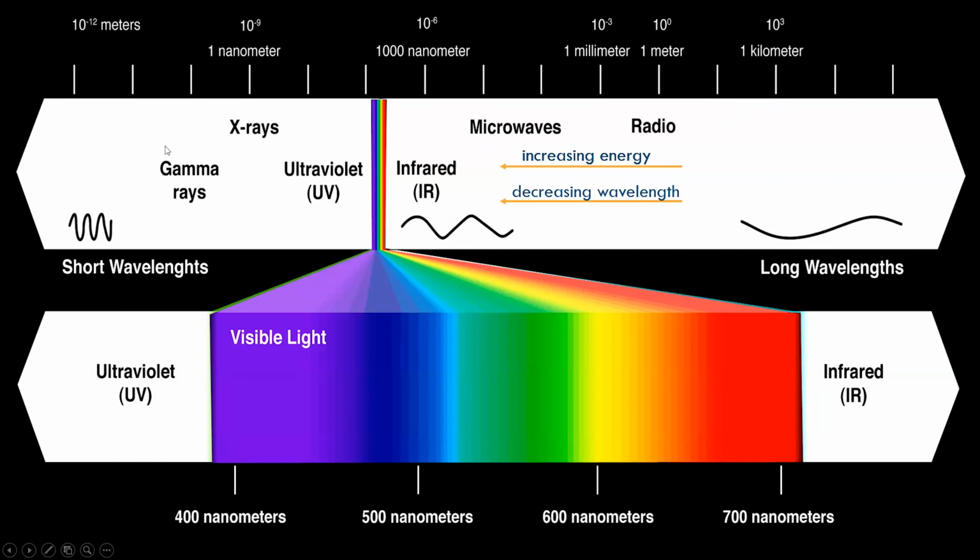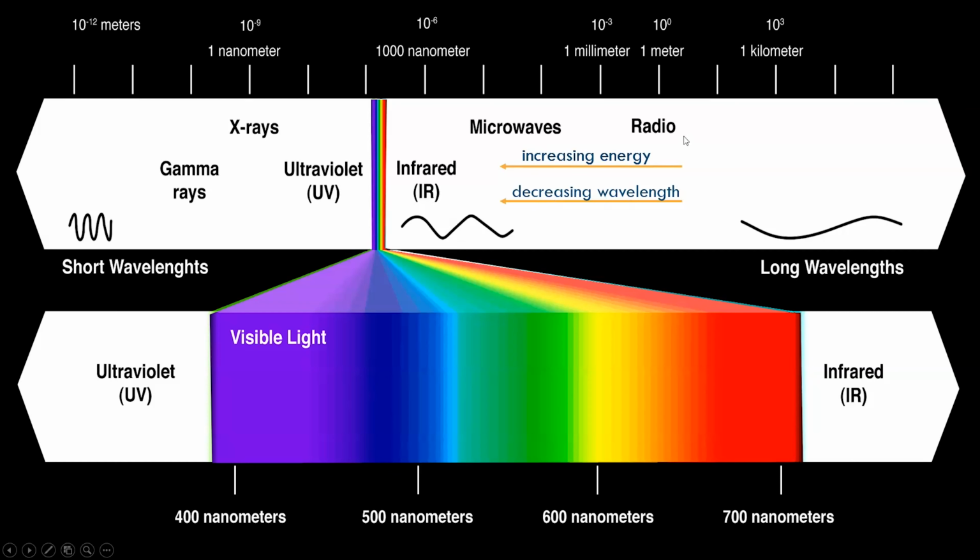Gamma rays can be as small as 10 to the minus 12 meters. That's a trillionth of a meter. So the difference between a radio wave and a gamma wave can be 10 to the 15th power. That's 1,000 trillion times difference. It is important that you realize that the energy increases as you go from radio to gamma rays, but the wavelength decreases. Wavelength and energy are inversely proportional. That is something you will want to remember when you're taking quizzes and exams.